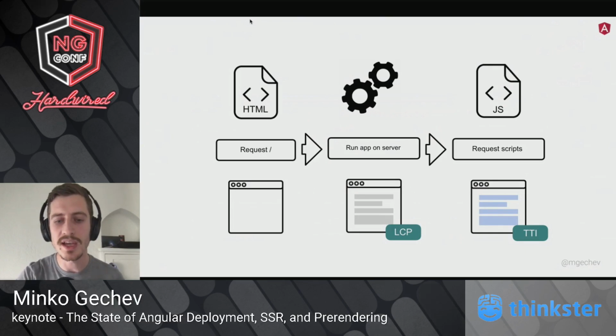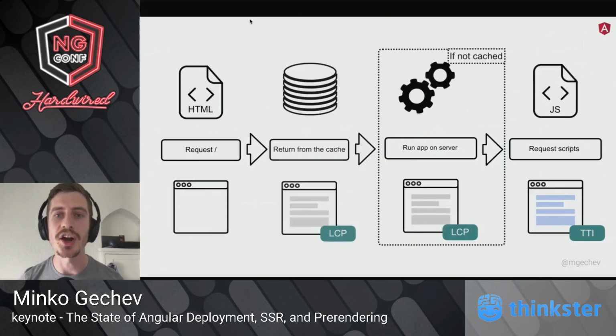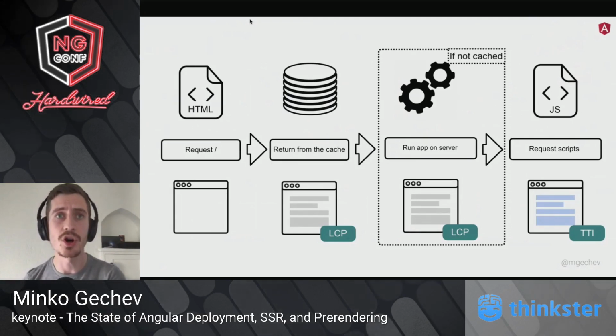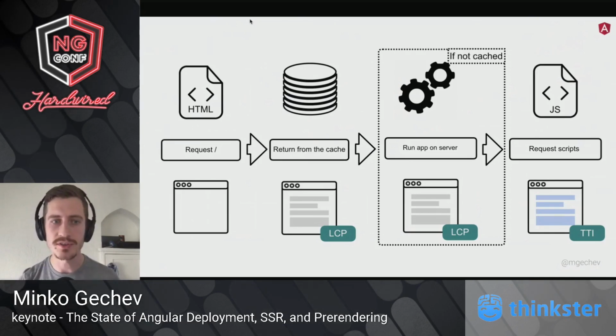What we can do in this case is introduce a caching layer. This caching layer can help us speed up the server-side rendering and not perform it when possible. So first, the user request is going to go to this caching layer.